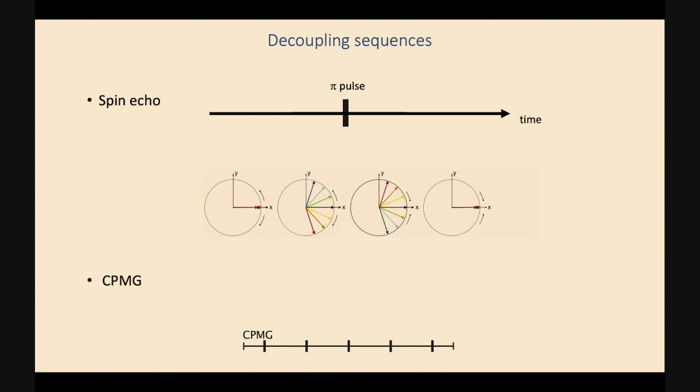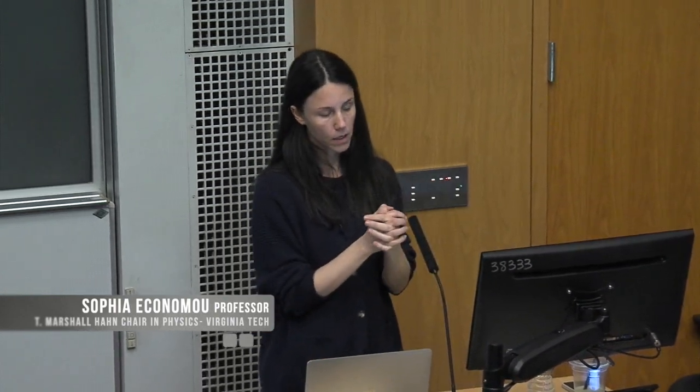in a way that you advance the slow one and you delay the fast one, so that at a later time they meet up at the same point again. And this is called spin echo. It's a well-known technique in NMR that's also used in various quantum information protocols.